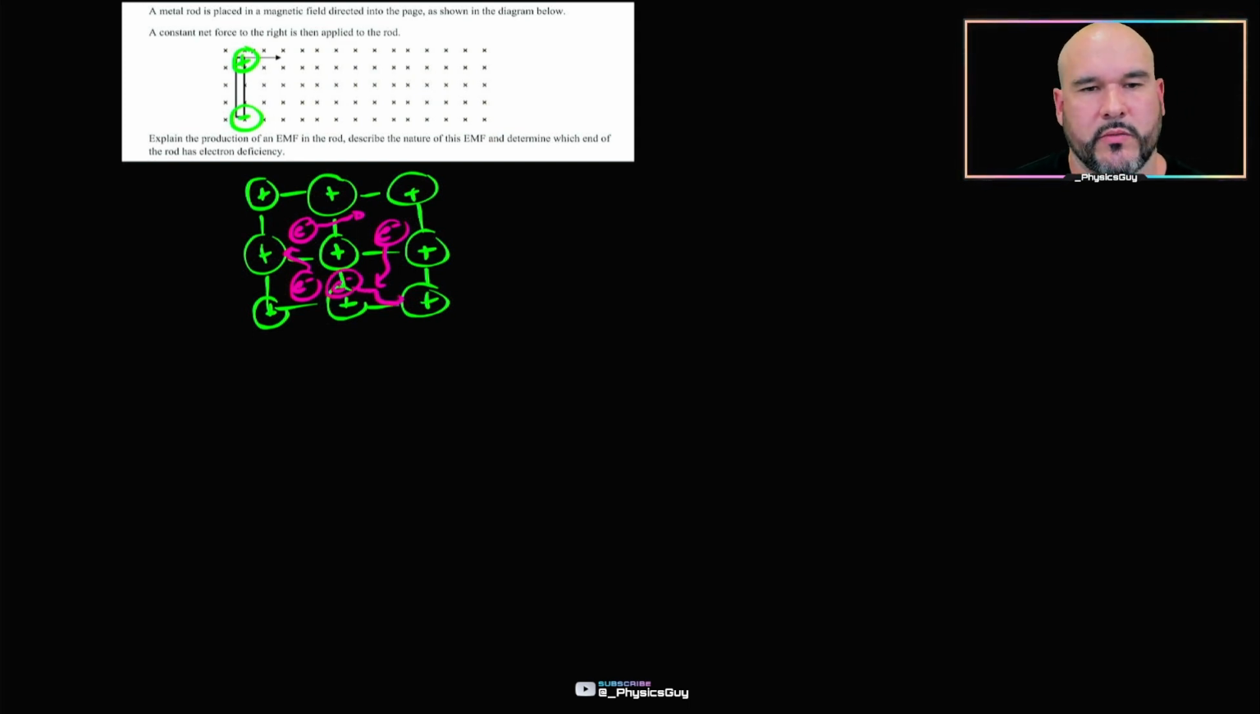But whatever. So we've got these electrons zooming around the lattice. Electrons free to move.